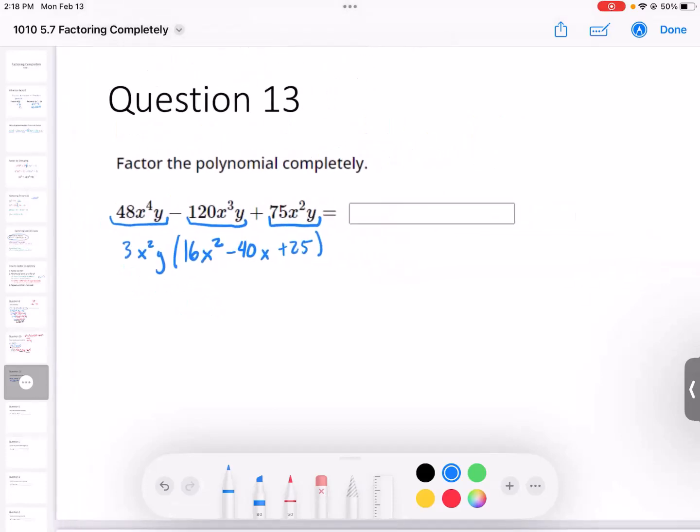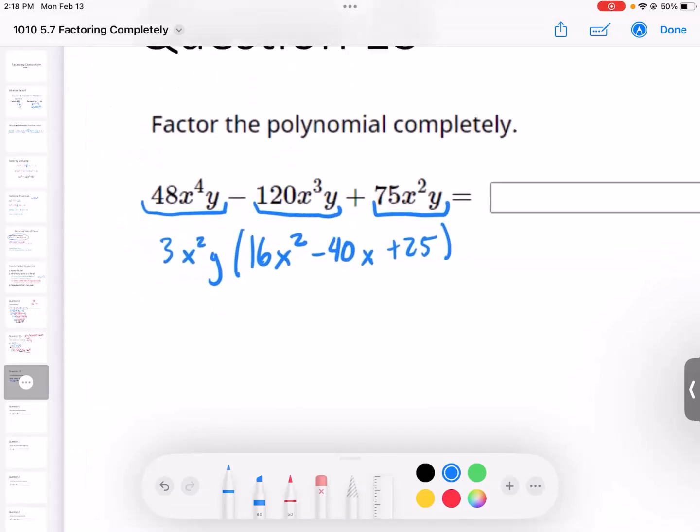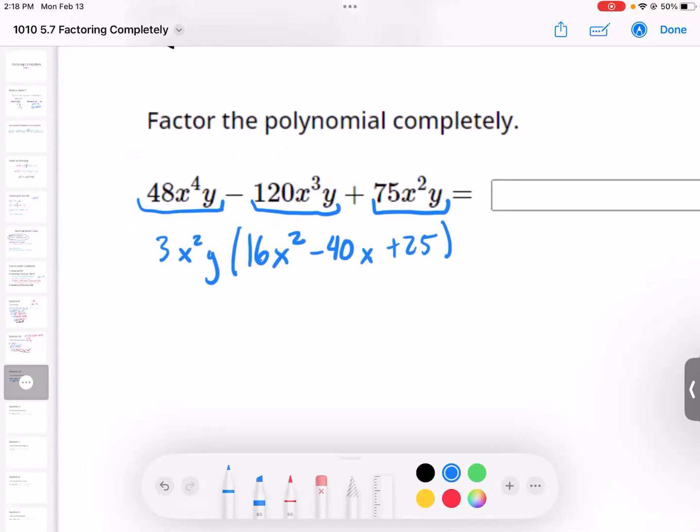So the next thing I'm going to do is look at my factors that I have and decide if this is fully factored or if I need to factor further. So this factor is already fully factored. You can't factor it down anymore. But what about this one? Is it possible to factor that any further? Yep. And which method am I going to use? Yep. I'm going to use the trinomial trick because it's a trinomial.